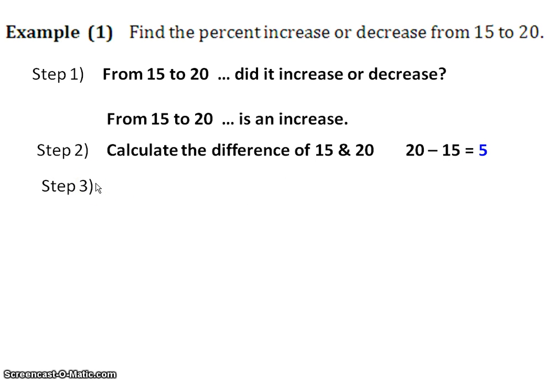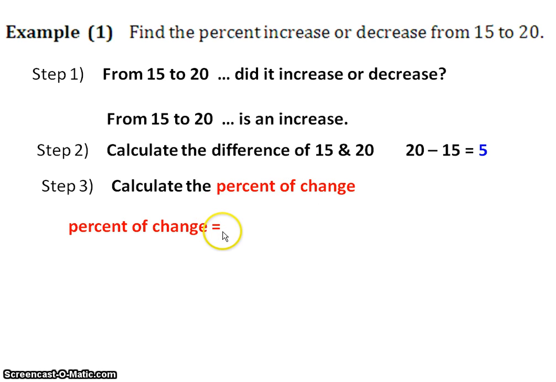Step 3. We need to calculate the percent of change. Remember, percent of change is a ratio of the amount of change to the original amount. Now in this case, the amount of change is 5 and the original amount is 15. So our percent of change will be a ratio of 5 to 15.